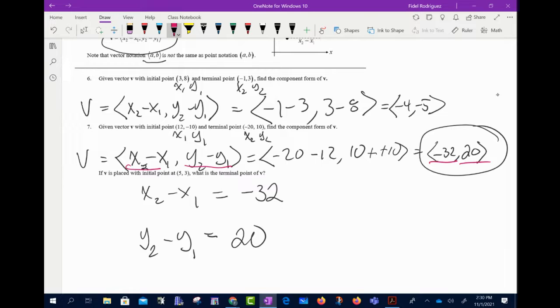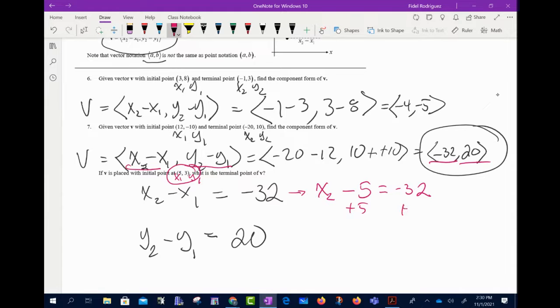Now, they're giving me an initial point. So they're giving me a value for our initial point. Now, remember, y'all, the initial point, those are the values for x1 and y1. So this is my x1 and this is my y1. So what this here is telling me is that x2 minus x1, which is 5, is equal to negative 32. We're trying to find the terminal point. So we're trying to find the coordinates of the x2 and the y2. If I'm trying to get the x2 by itself, how would I get rid of that minus 5?